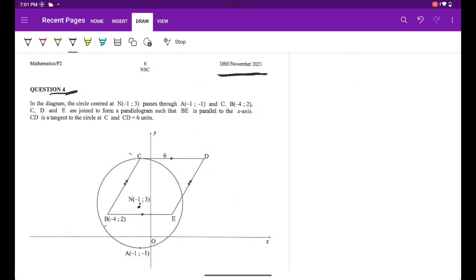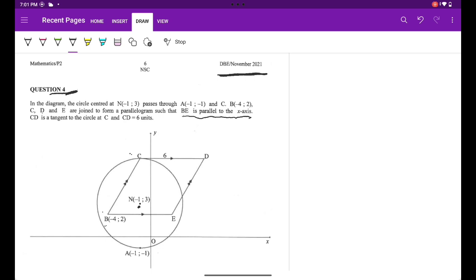Now, CD is a tangent to the circle at C, and CD is 6 units. Now this is a parallelogram whereby they also tell us that BE is parallel to the x-axis. Now before we talk about the tangent, let's talk about this BE being parallel to the x-axis. Now what does that mean?